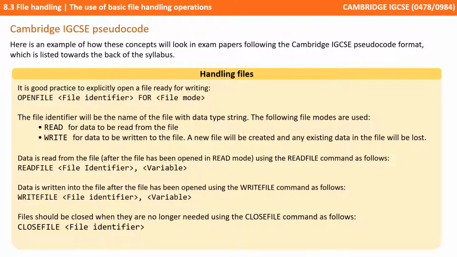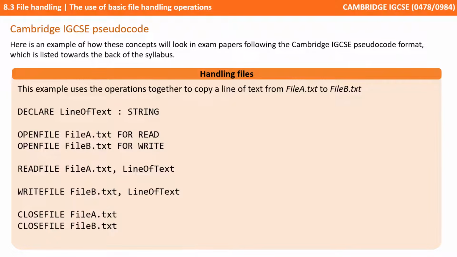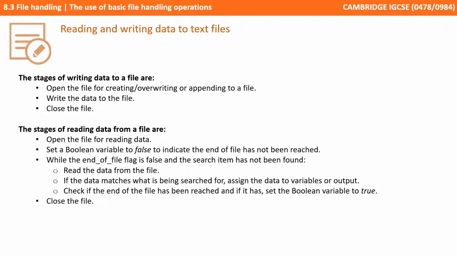Let's actually have a look at some example pseudocode. So this example here, which puts all the operations together, shows how we'd copy a line from one text file, file a.txt, to another, file b.txt. That's everything you need to know for the exam. Pause the video and take some notes.